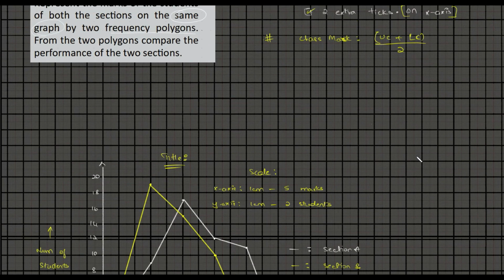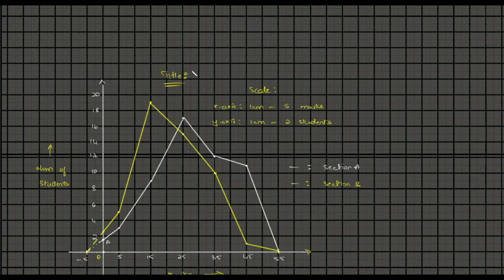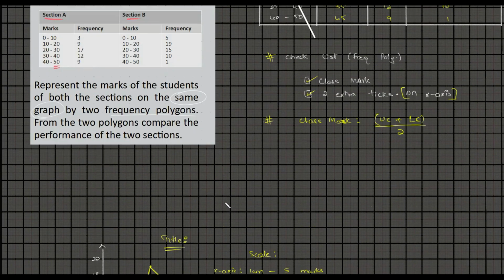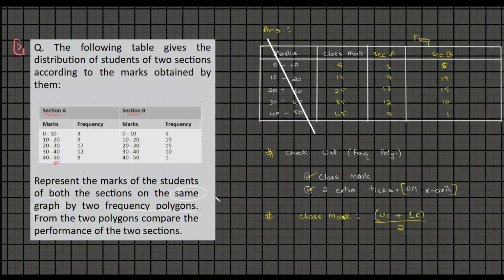Oh yeah, there's one more part to the answer. From the two polygons, compare performance of the two sections. So who performs better? Don't look at the peak. This is the marks. Highest is 45. So there are quite a few students in section A that have scored on the higher end. So we can tell section A performs better. I'm not going to write that answer, but that's the answer. So now you can pause and have a look at the answer.